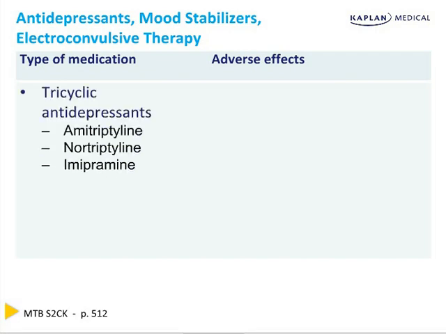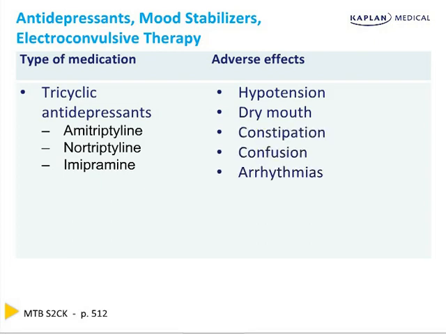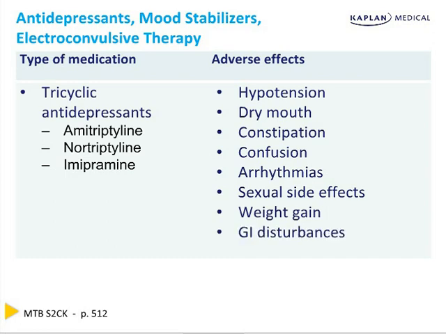For the TCAs, these are the tricyclic antidepressants. That's amitriptyline, nortriptyline, and imipramine. The adverse effects are hypotension, dry mouth, constipation, confusion, arrhythmias, sexual side effects, weight gain, and GI disturbances. And note that these are at a very high toxicity risk when taken in overdose. So this is why SSRIs are so important. If you give someone TCAs and they're depressed, they can actually overdose on their TCAs if they're suicidal.